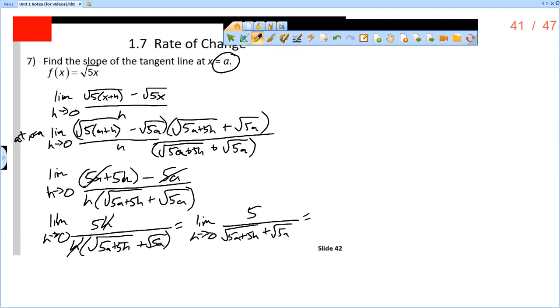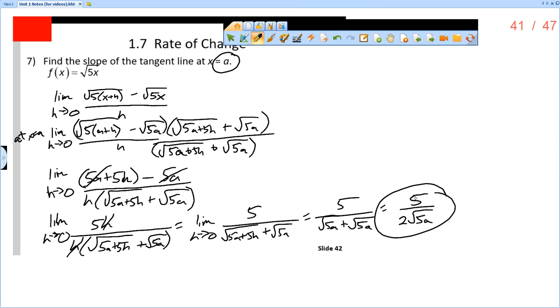And so now I am ready to reevaluate. Remember, now we're going to plug 0 in for h. So I get 5 over the square root of 5a plus 0, right? So that's just going to be the square root of 5a plus the square root of 5a. And so I get 5 over 2 root 5a, and that would be the slope of the tangent line at x equals a. Now, of course, if we said at x equals 2, then we would plug 2 in for a, and you could plug 2 in for a at the beginning or at the end, either way.